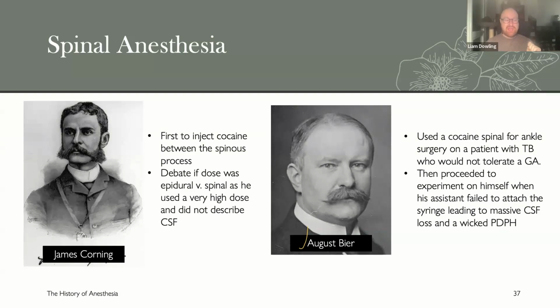And notably, his assistant failed to attach the syringe of cocaine effectively, and he had a massive CSF leak, and he reported to have had a very wicked postural puncture headache. At this time, the gauge of the needle was quite large, and so one of the side effects 100% of the time was a postural puncture headache for a spinal, but for these people, that was better than death. That would have resulted without the intervention of the surgery.